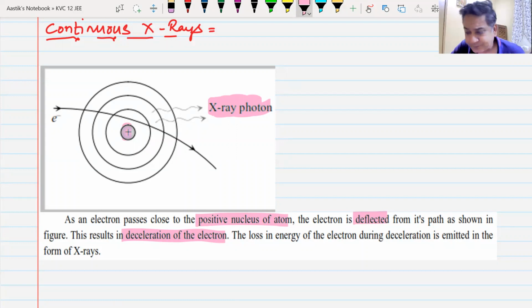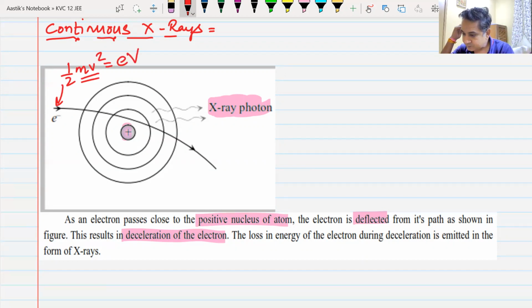So here what you can see is the electron is going to lose its energy continuously. Now, this electron has what we call the kinetic energy, half mv square. This kinetic energy, half mv square, is actually coming from the potential difference between the cathode and the anode. The kinetic energy of this electron is actually coming from the accelerating potential between the cathode and the anode. Do we understand this?